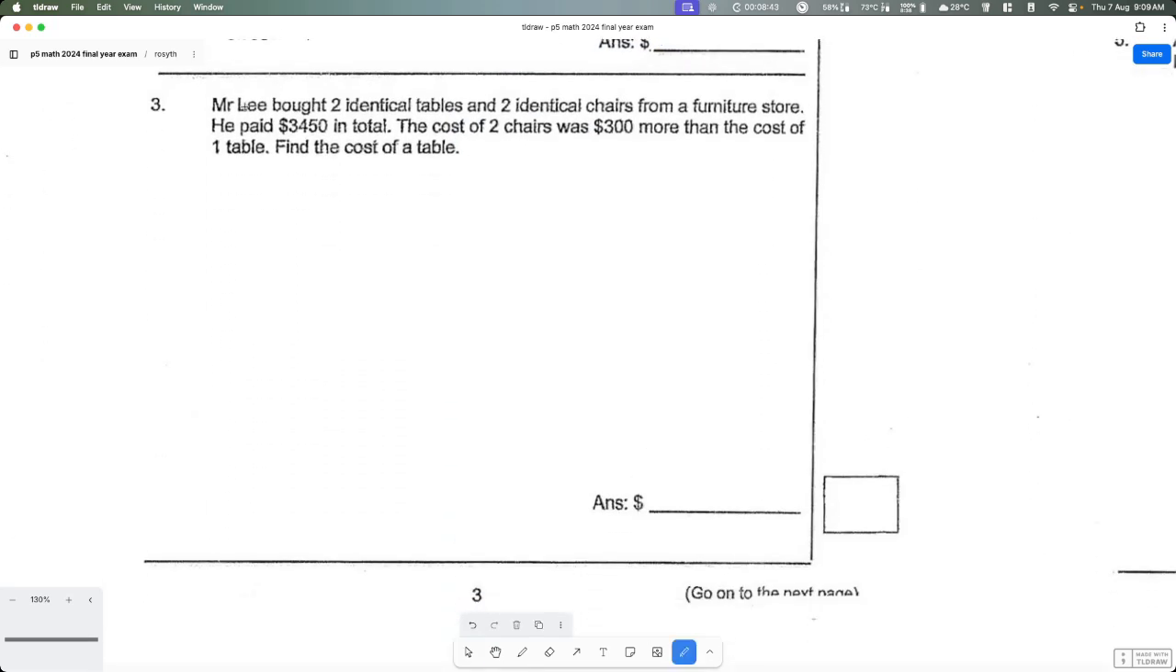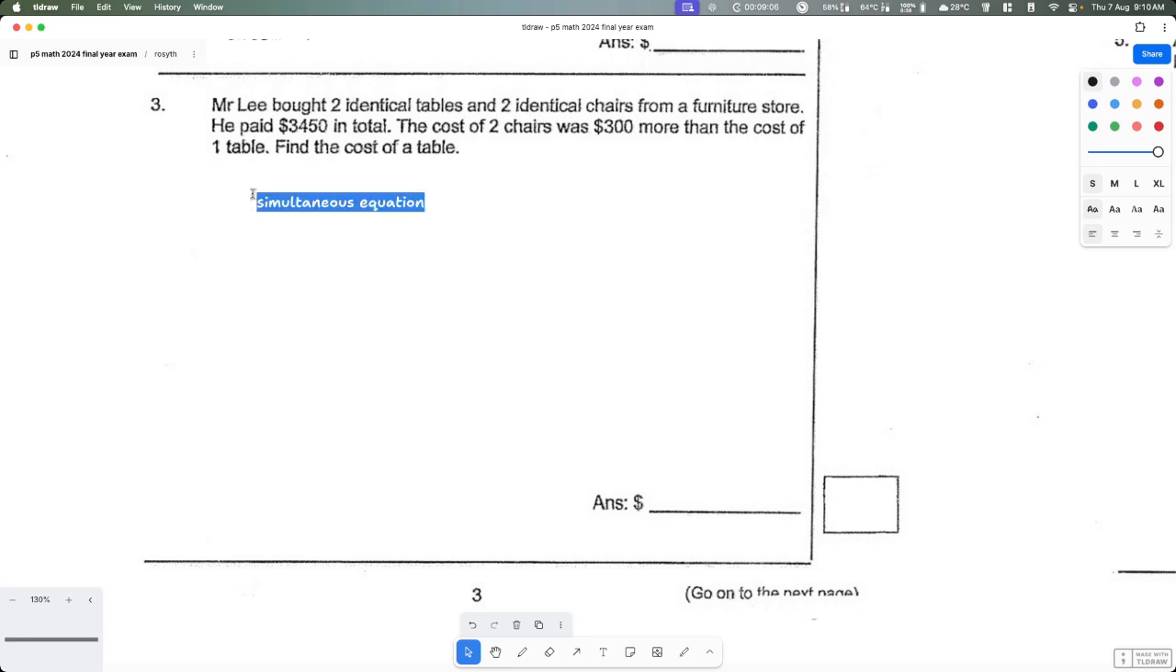Question number 3. So Mr. Lee bought 2 identical tables and 2 identical chairs from a furniture store. He paid $3,450 in total. The cost of 2 chairs was $300 more than the cost of one table. Find the cost of a table. So I'm going to use simultaneous equation. Okay, let's see if I can make this a little bit bigger.